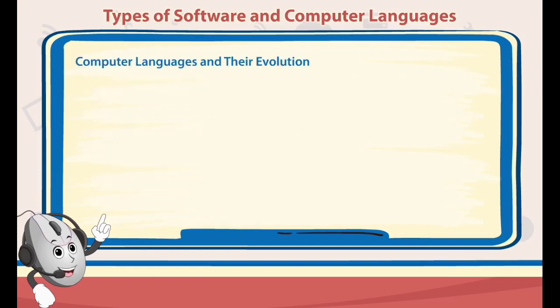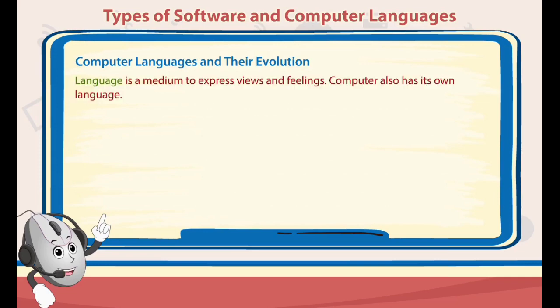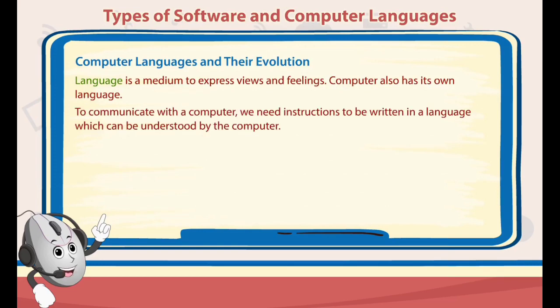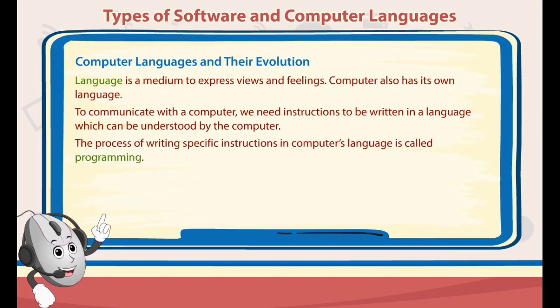Computer languages and their evolution. Language is a medium to express views and feelings. Computer also has its own language. To communicate with the computer, we need instructions to be written in a language which can be understood by the computer. The process of writing specific instructions in computer's language is called programming.